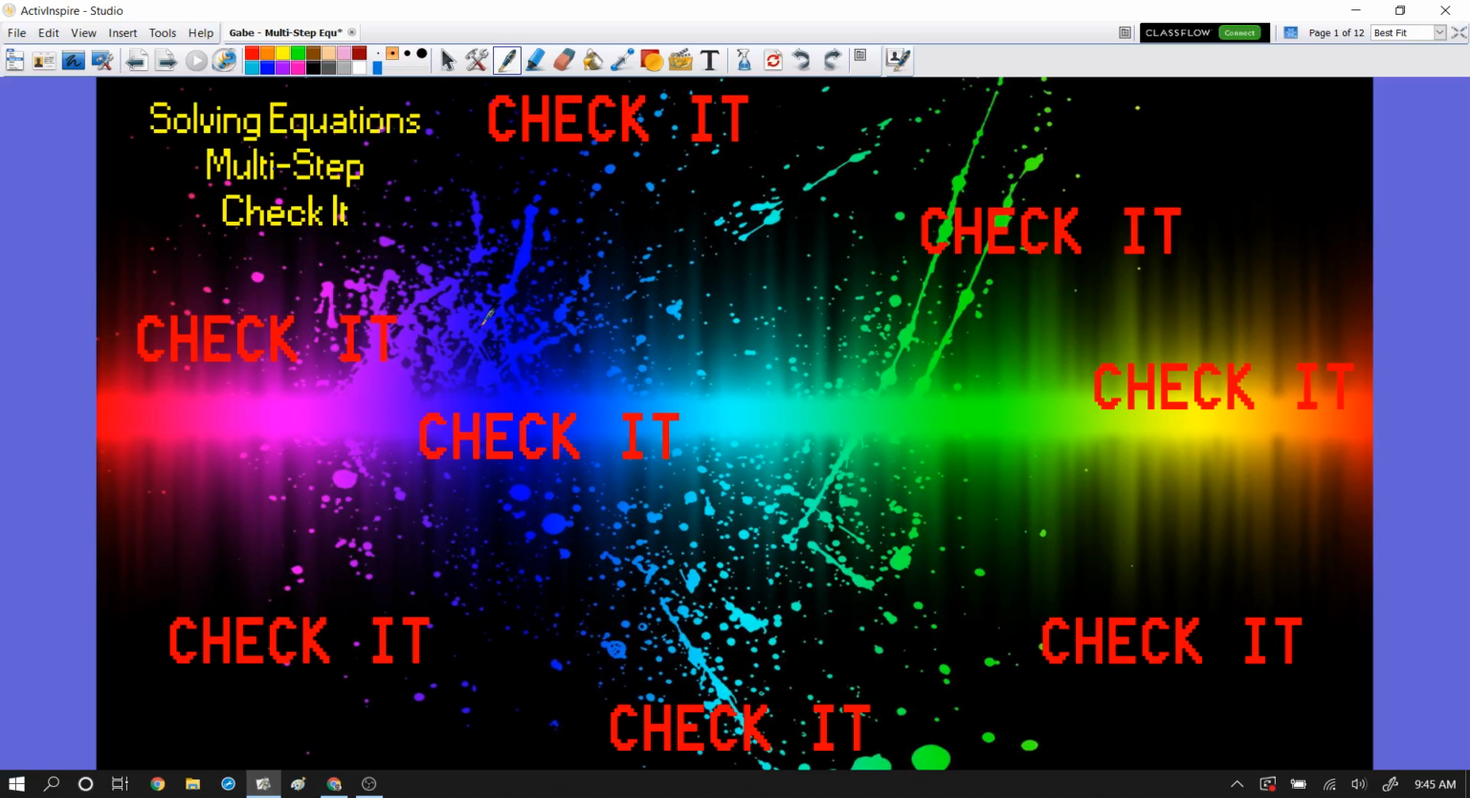All right, solving equations, multi-step. You can obviously see that from the first screen. It's check it, check it, check it, check it. So it kind of scaled back a little bit to where the difficulty is not going to be so much, but you're going to be working on verifying your answers.